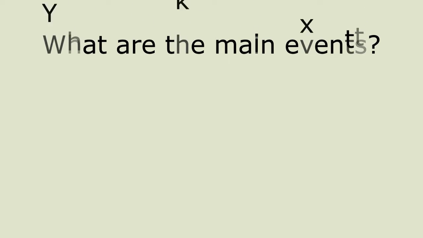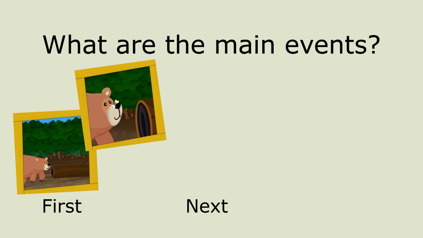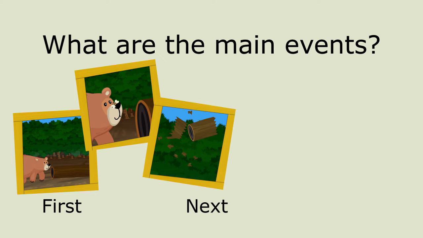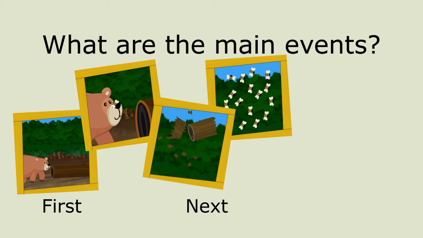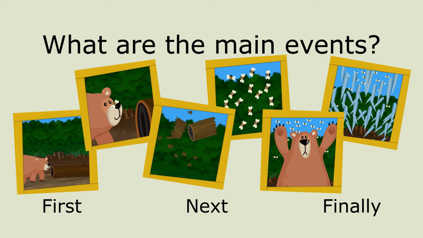Finally, what are the main events that happen in the story? Remember, they should be in the correct order. First, the bear found a fallen tree with honey inside. Next, one of the bees came home and stung the bear. The bear began to destroy the nest, but the whole swarm came out of the tree. Finally, the bear ran away and dived into water to escape the bees.